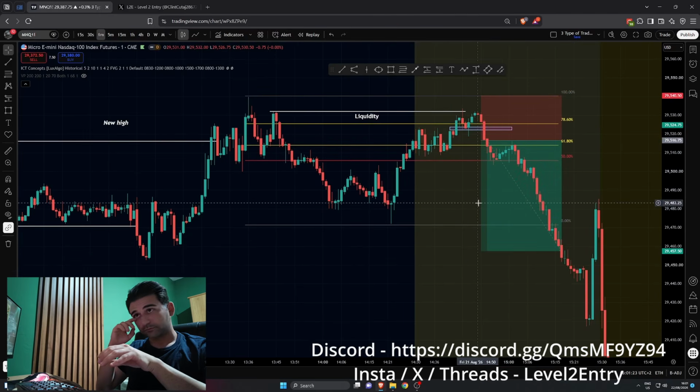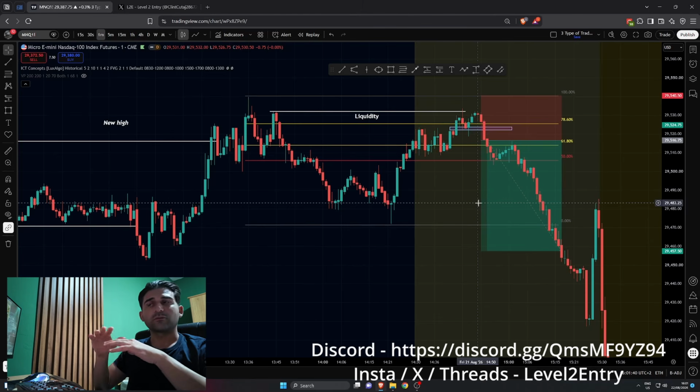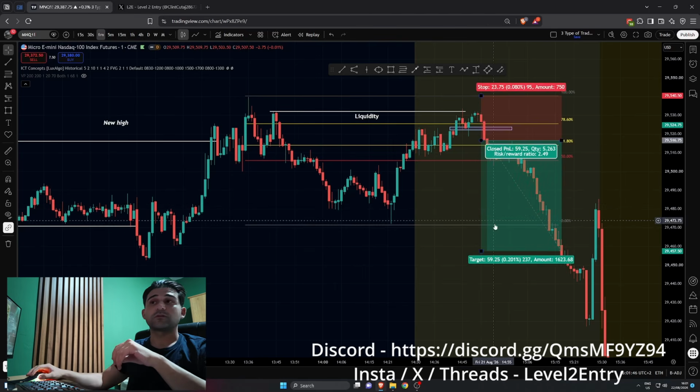So on a Friday I like to close early. With 2.5 R I'm more than happy, because on Friday there is a little bit of volatility, so I wanted to keep myself out from there. So once I made my 2.5 R, I just closed the trade.